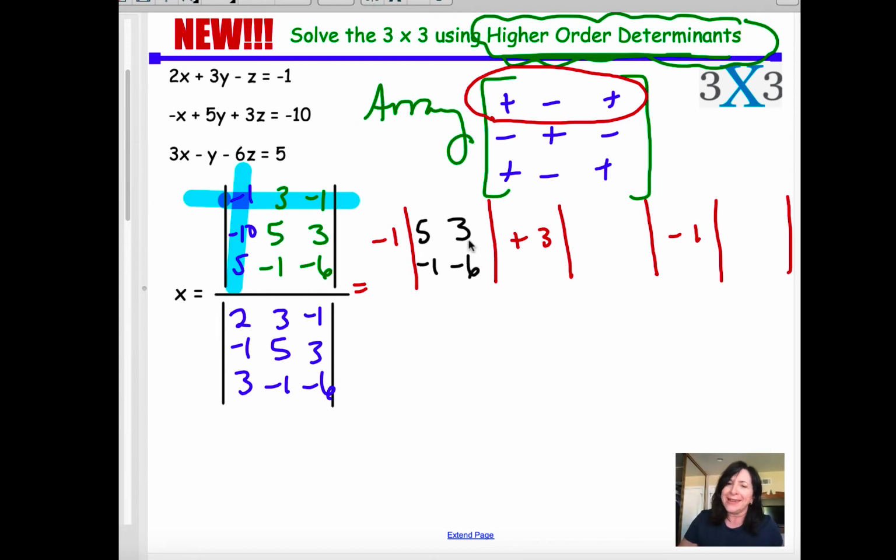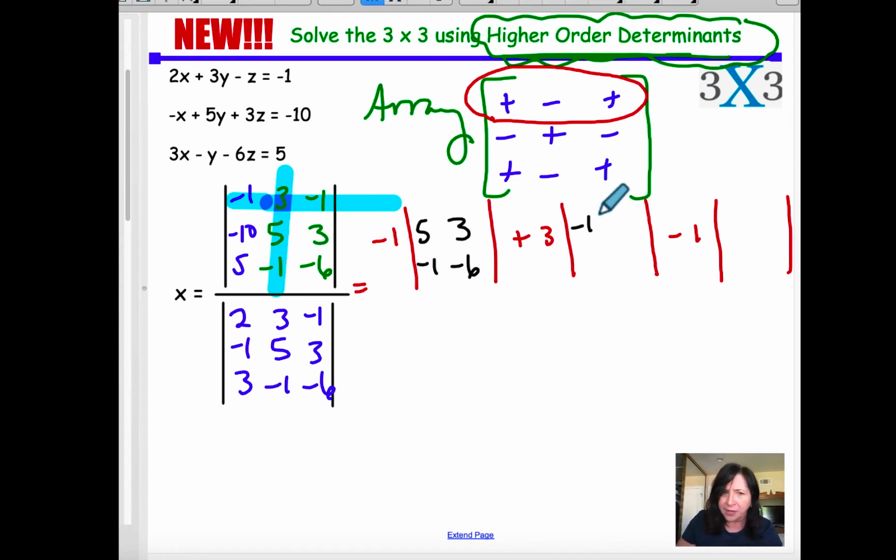And then now I'm looking at the positive 3. So now I'm going to shift my array over, my crossing out on the 3. And what's left is this value here. So that's going to be negative 10, and then 5 down below. You see these two right here? And then on the right, I see 3 and then negative 6. And then the last one is negative 1.